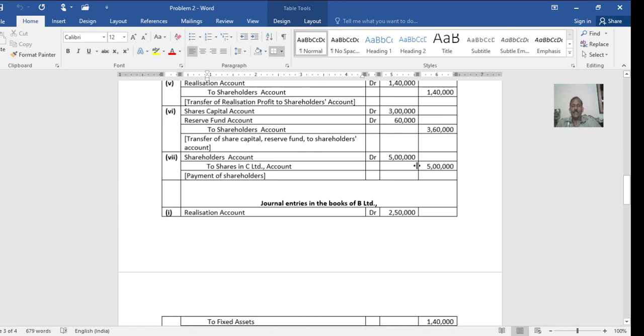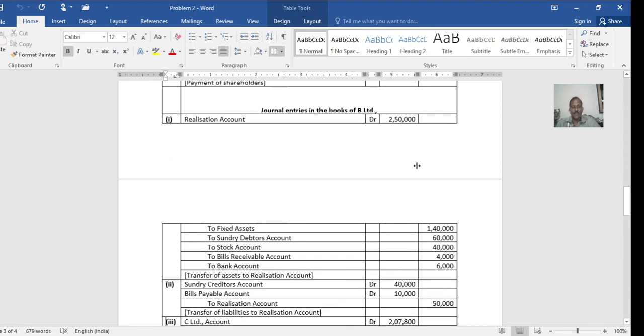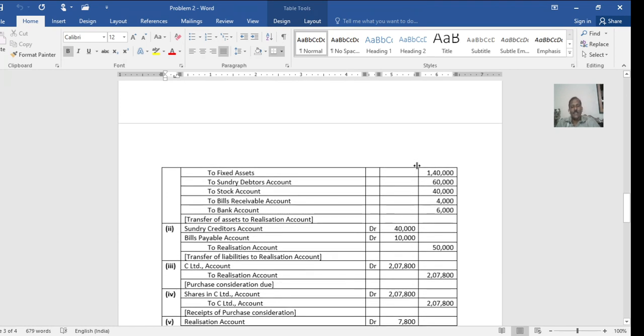Like journal entry in the books of B Limited, it is also another transfer company. Transfer all assets to the debit of realization account at book value, that is at the balance sheet value, not the agreed value, balance sheet value. Those assets which show the balance in the balance sheet should be closed by giving credit to the respective account. Then same creditors and bills payable 40,000 and 10,000 total realization.